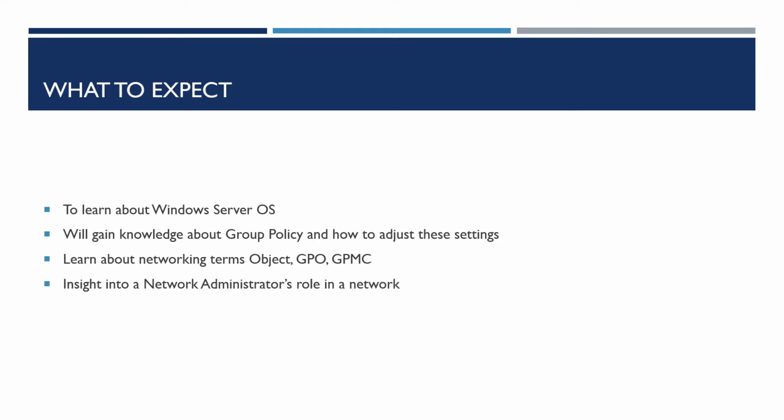Every computer system needs an operating system, or an OS, in order to complete tasks. The OS we focus on in this presentation is the Windows Server Operating System. The OS gives a network administrator a console in order to set group policy and adjust these settings as seen fit for the network. Throughout this presentation, you can expect to learn about terms like object, GPO, and GPMC, as well as many others. All of this will help give you insight into what a network administrator's tasks are in Windows Server and what an essential role they play in a networked environment.